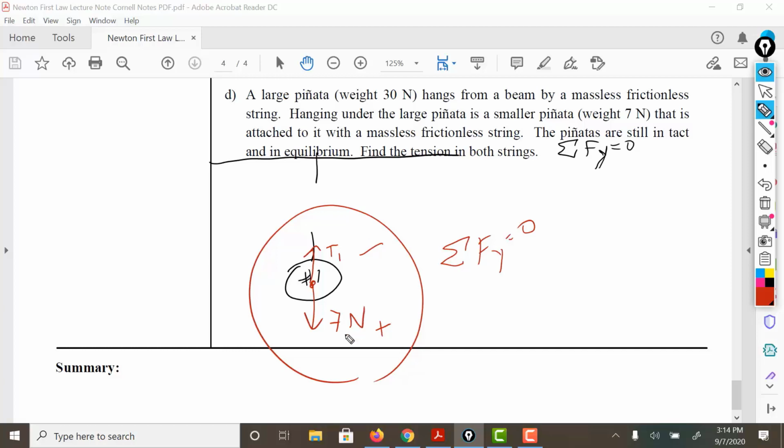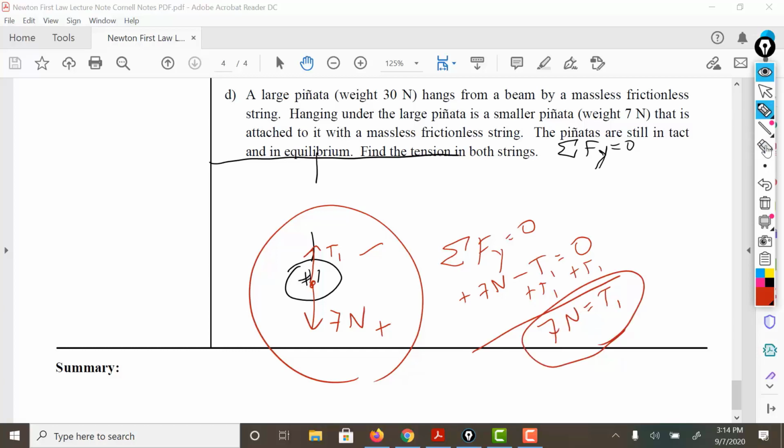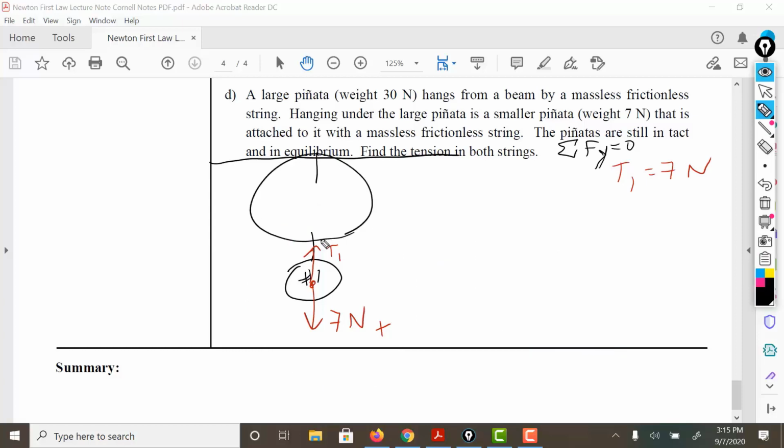In this picture only, I have two forces. I have the 7 newton weight going down and I have the tension 1 going up. So I have positive 7 newtons minus tension 1 is equal to 0. If I solve for tension 1, I get that 7 newtons is equal to tension 1. So you know that tension 1 is 7 newtons. Tension 1 is 7 newtons. We knew that already before, but I want you to get into the habit and the practice again of setting things up right. But remember, there was a piñata up here.